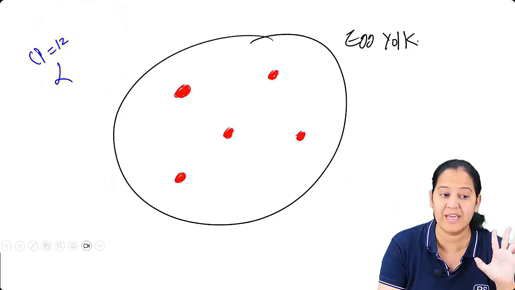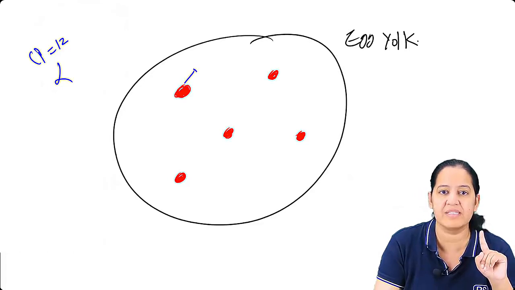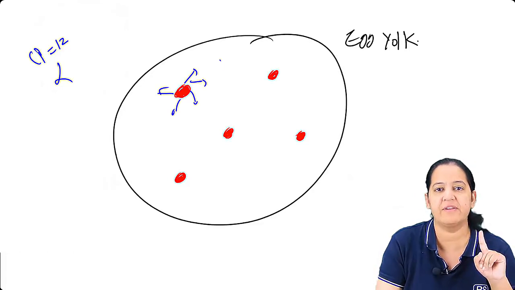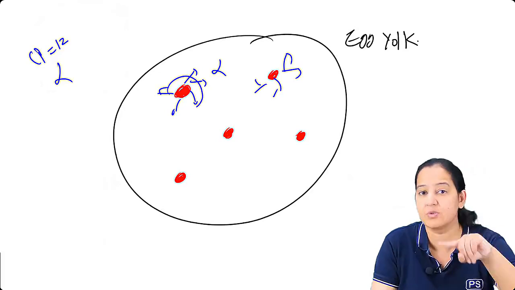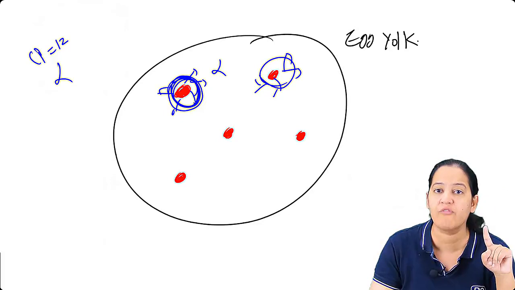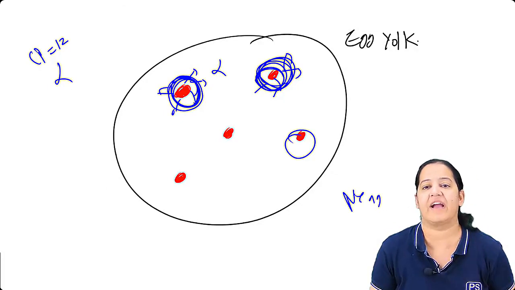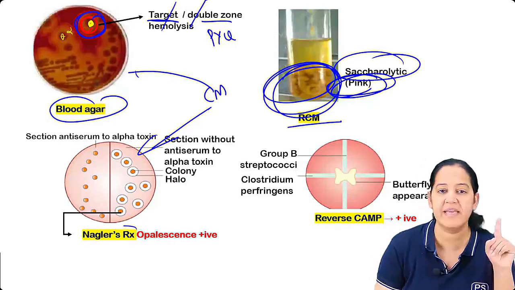There are 12, but we do not have to study all 12. Most important is alpha. So it will secrete alpha toxin everywhere. The alpha toxin will create a zone of opalescence, like the zone of hemolysis on blood agar. Here is the zone of opalescence. This is known as Nagler reaction. So it is Nagler reaction positive.